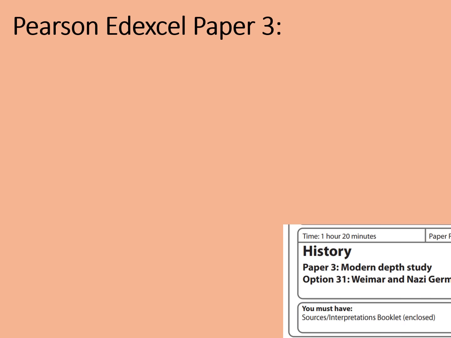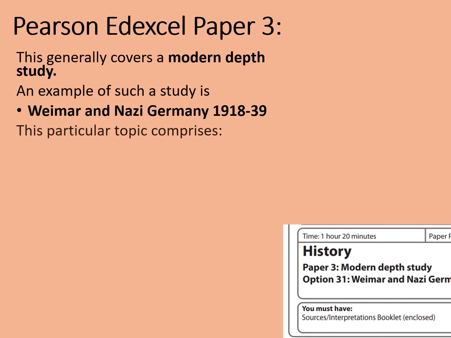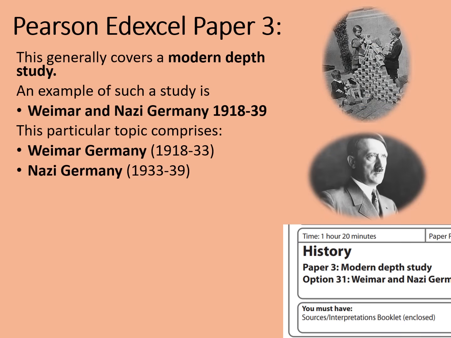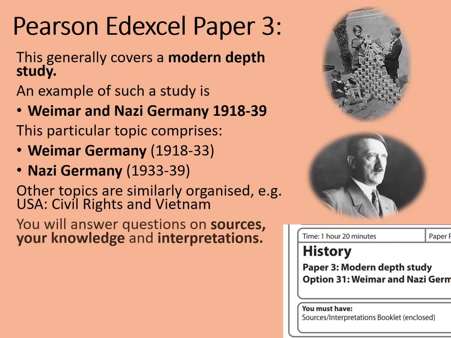Firstly, a bit of a reminder as to how the paper is structured. This generally covers a modern depth study. An example of such a study is Weimar and Nazi Germany 1918 to 1939, and that'll be the focus of this particular exam skills lesson. I've also got exam skills lessons on the Vietnam War and civil rights as well. This particular topic comprises Weimar Germany 1918 to 1933 and then Nazi Germany 1933 to 1939. Other topics are similarly organised.